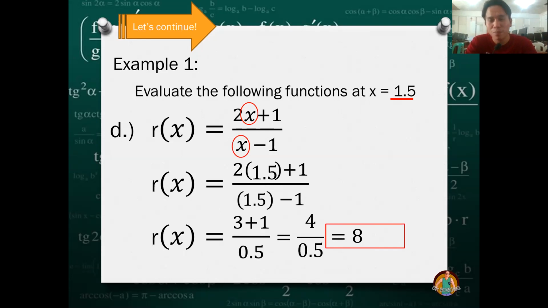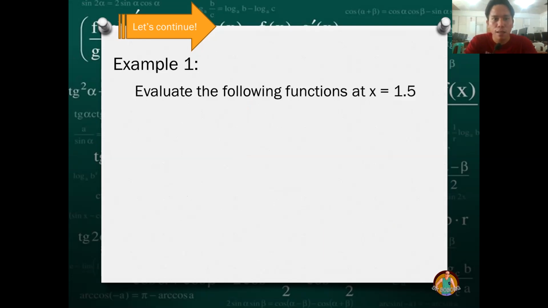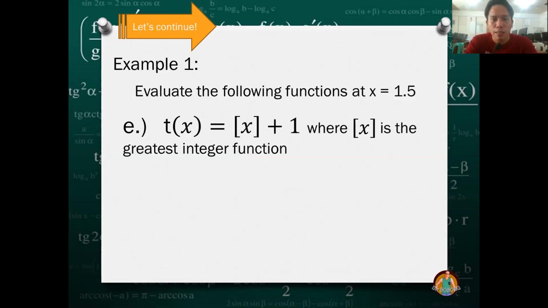Okay, letter E. T of x is equal to the square bracket of x plus the square bracket of x plus 1, where the square bracket of x is the greatest integer function. Pag sinabi natin greatest integer function, ano yung kanyang whole number? Ano yung pinakamalaking whole number ng x? So, same lang naman, yung x papalitan natin ng 1.5.